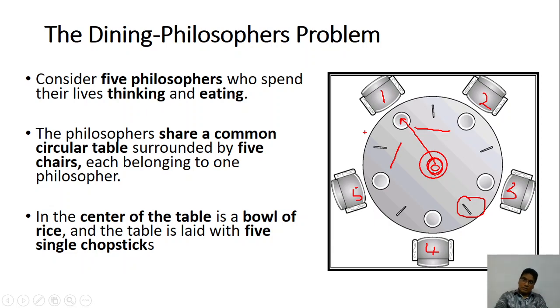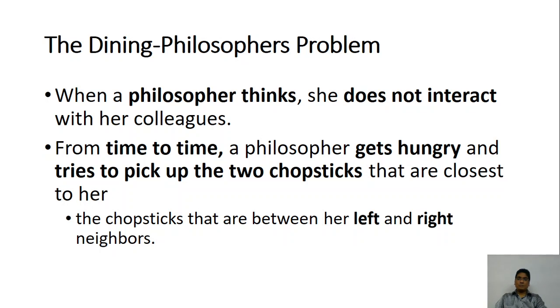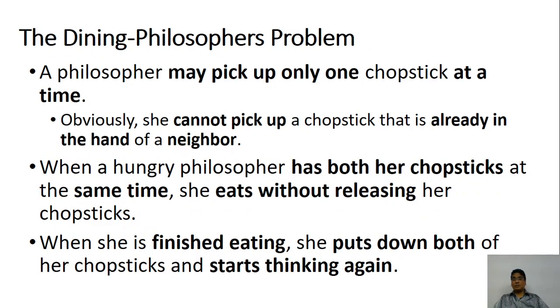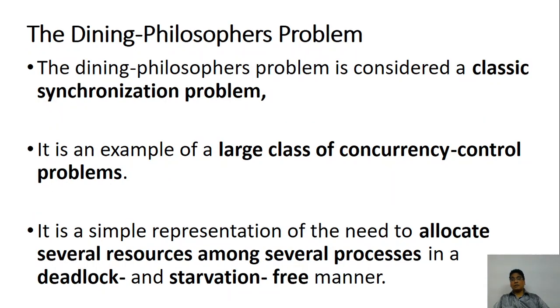Now you may say, okay, so what is the problem? Why do you go to this much trouble? The problem is, a philosopher can pick up only one chopstick at a time. The philosopher requires two chopsticks to eat, and once the philosopher starts eating, he or she will not release the chopsticks until he or she has finished eating, and then starts thinking.